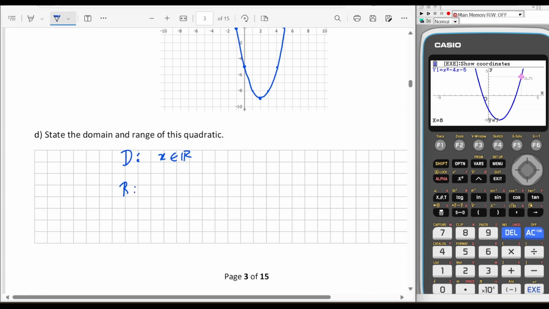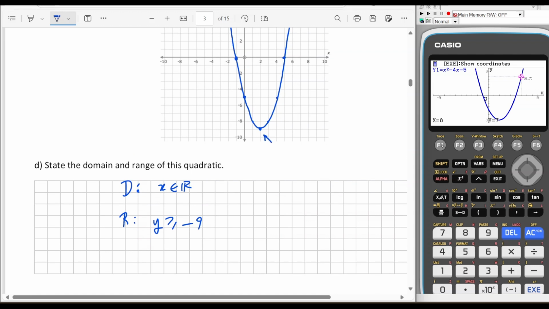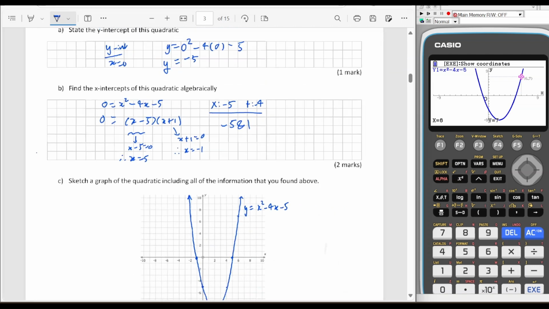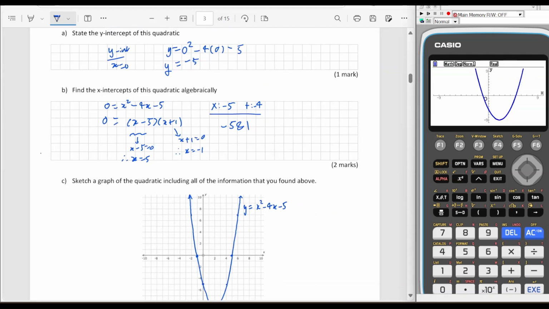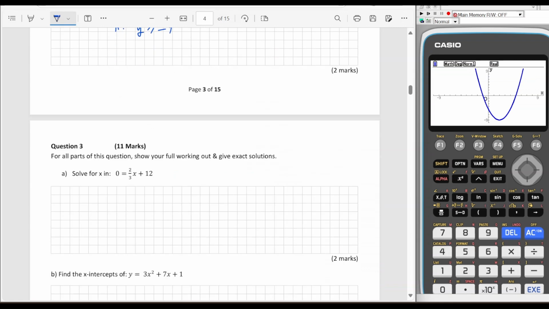With the range, y has to be bigger than -9. So there's -9 at that point there. Y just has to be above that point. Excellent. All right. So that's good. We'll move on.